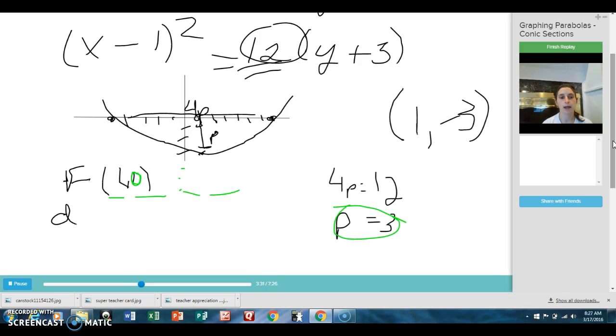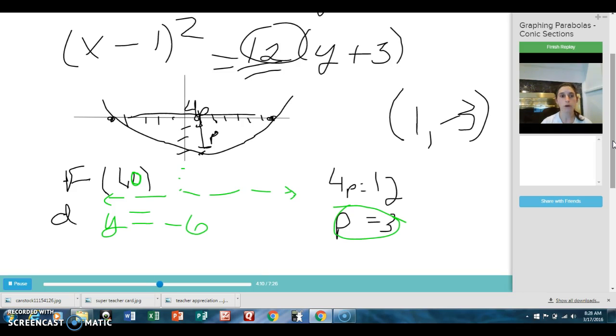The directrix is a dotted line because it's not actually part of the picture. It is not going to cross through the parabola. And when we write our answer for the directrix, it has to be written, like I said, as an equation. So let's see here. My equation is y equals. So I started at negative 3 and I went down 3 more. So my directrix is at y equals negative 6. And now my picture is done. I have all my important stuff. I've got the picture with 3 points, the vertex, the focus, and the directrix.